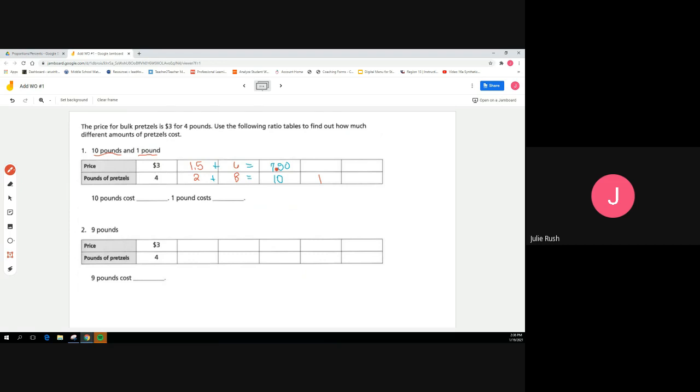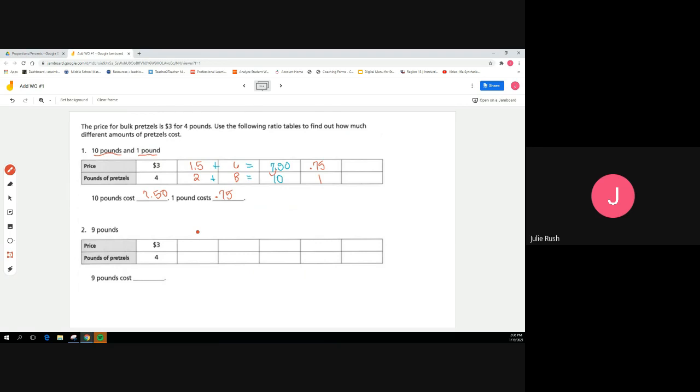Now that I have this, I'm going to divide by 10 to get to my 1. And when I divide by 10, I just move this decimal. So 1 pound costs 75 cents. Just like so. So 10 pounds, $7.50. 1 pound is 75 cents. And that's just using my understanding of place value and what happens when we multiply by 10 or divide by 10. Okay, so remember, we're always trying to work smarter.